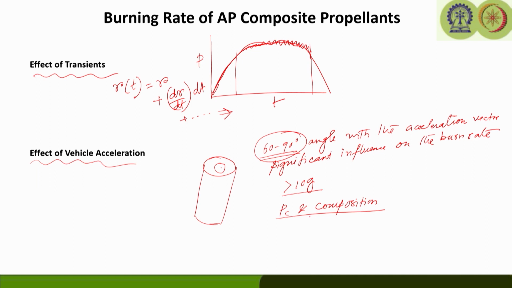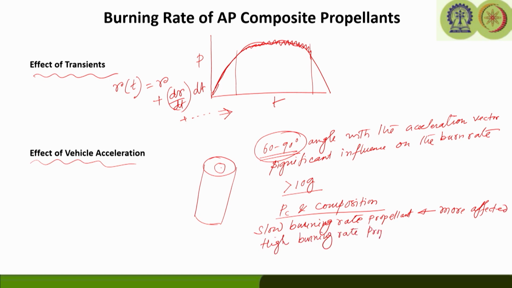So, generally the slow burning rate propellant is more affected by the acceleration compared to the high burning rate propellant. So, slow burning rate propellant will be more affected by the vehicle acceleration compared to the high burning rate propellant. These are less impacted due to the acceleration of the vehicle.